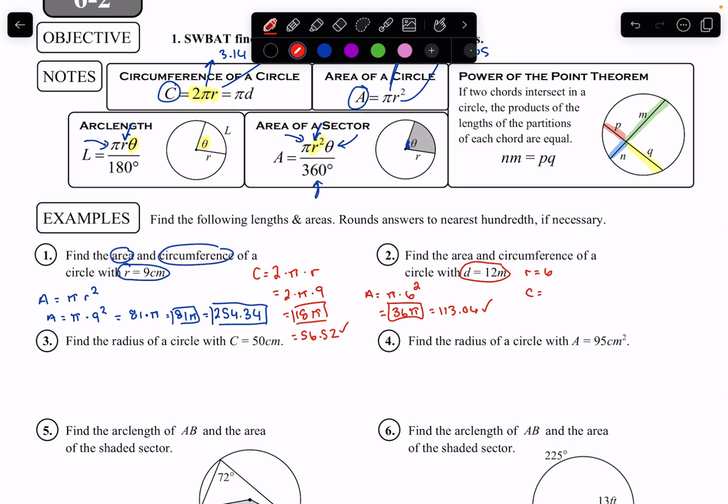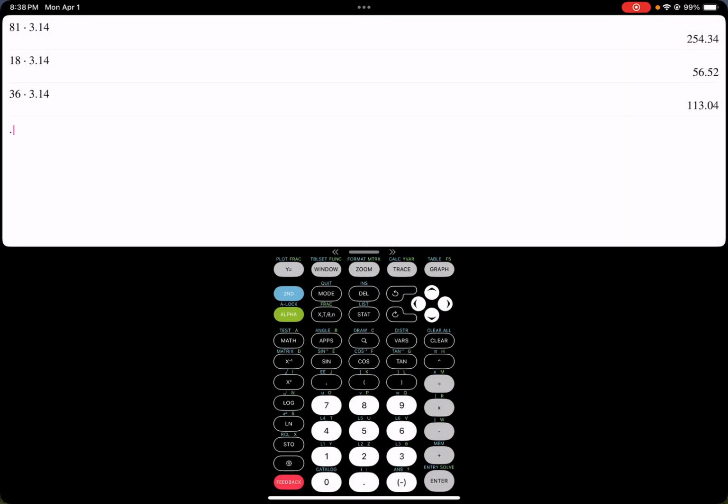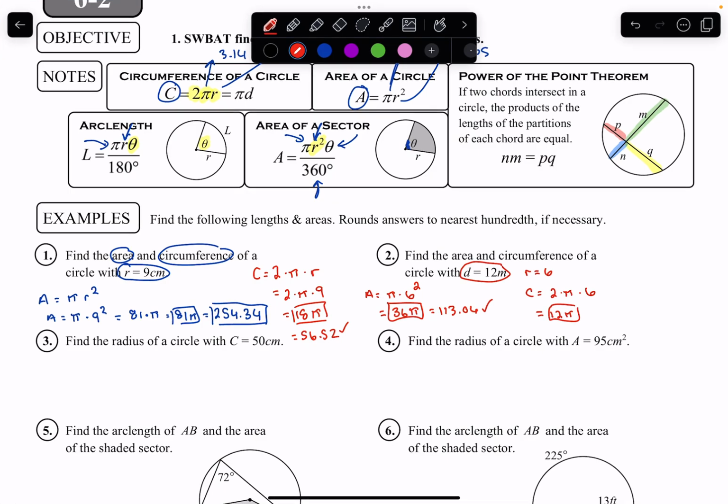Circumference equals 2 times pi times my radius, 6. 2 times 6 is 12, so 12 times pi. I'm just going to write it 12 pi. I like that better. That's an acceptable answer. Or, once again, 12 times 3.14. I accidentally did 0.12. Don't do that. Bad things happen. Delete, please. 12 times 3.14 is 37.68. So 12 pi or 37.68 would be an acceptable answer.